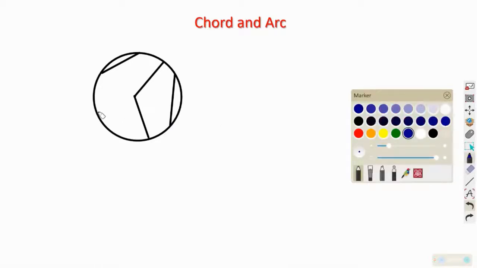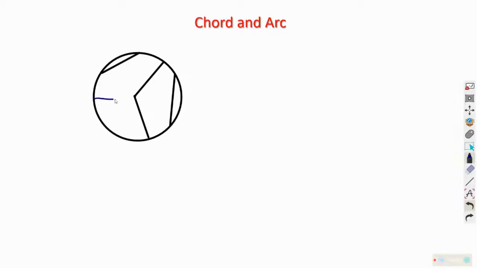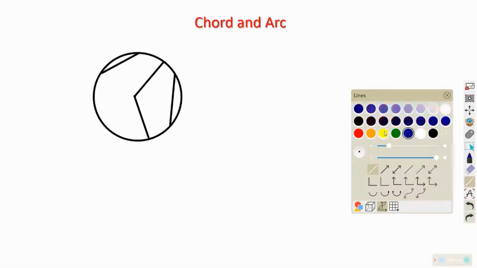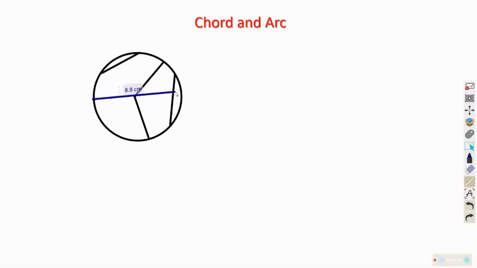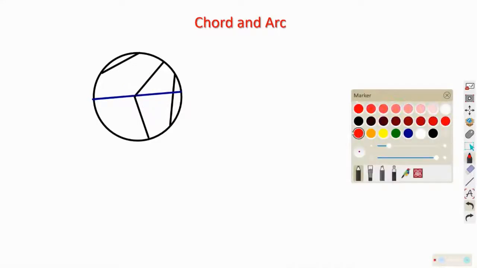Let me take another color for it so that it can be seen distinctly. Suppose that there is a chord passing through the center of the circle, like this. This is also a chord passing through the center of the circle, having 9.4 centimeter according to this particular measurement. 2-3 things come into our mind. One is that this is a chord. As it goes through the center of the circle, half of it must be equal to the radius, correct? That means it is double of the radius and it is the diameter.